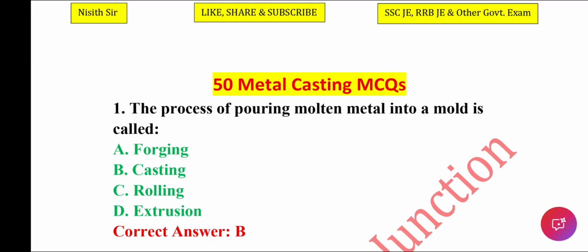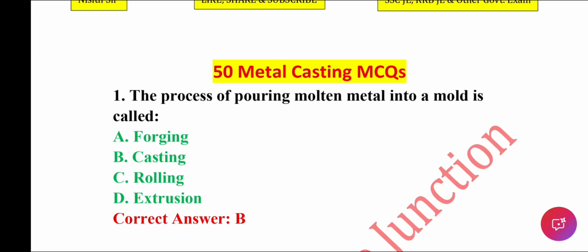So let's start. First question is the process of pouring molten metal into a mold is called. The options are forging, casting, rolling, extrusion. The correct option is casting.